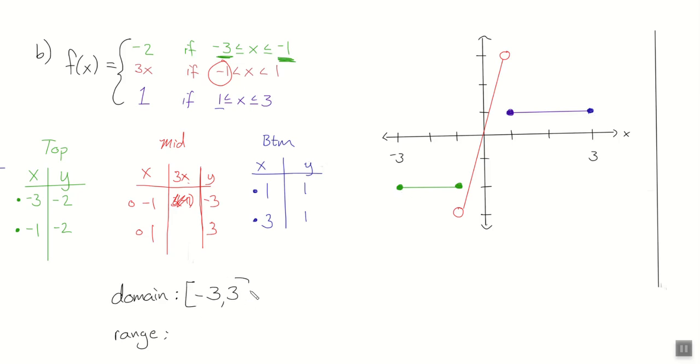Boom. Okay. What I got a lot of from first hour, I would encourage, if you don't have this written down, don't change yours. But what I got a lot of was -3 to -1, union -1 to 1, union 1 to 3.